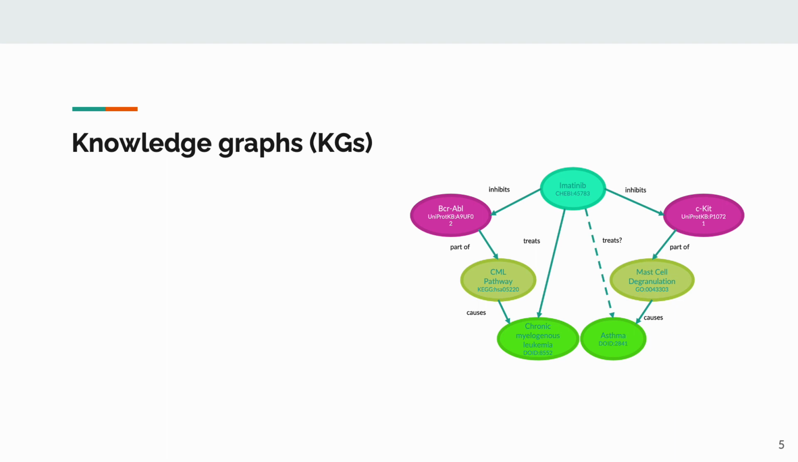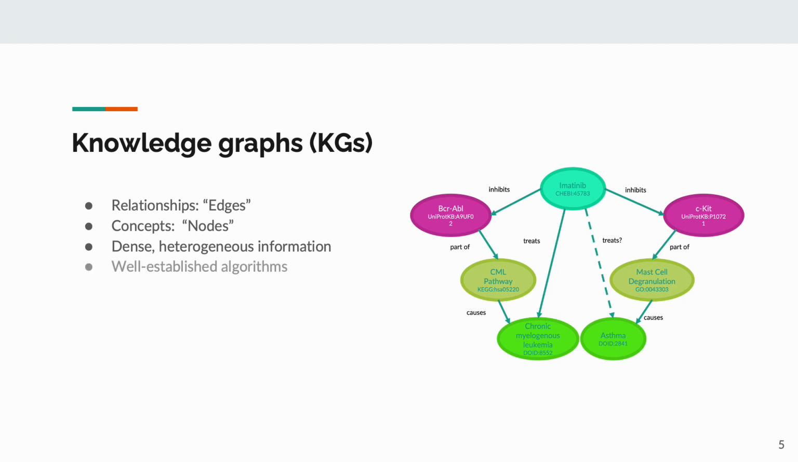This information, as represented on the slide, is a knowledge graph, or as I'm going to call them a lot, a KG. A graph is a data structure that stores relationships, or edges, between concepts, or nodes. And a knowledge graph is just a graph that stores knowledge about real-world relationships and concepts. The main benefits of KGs are that they can store very dense, heterogeneous information, and that the algorithms for traversing and operating on them are well understood and already established in many software libraries.